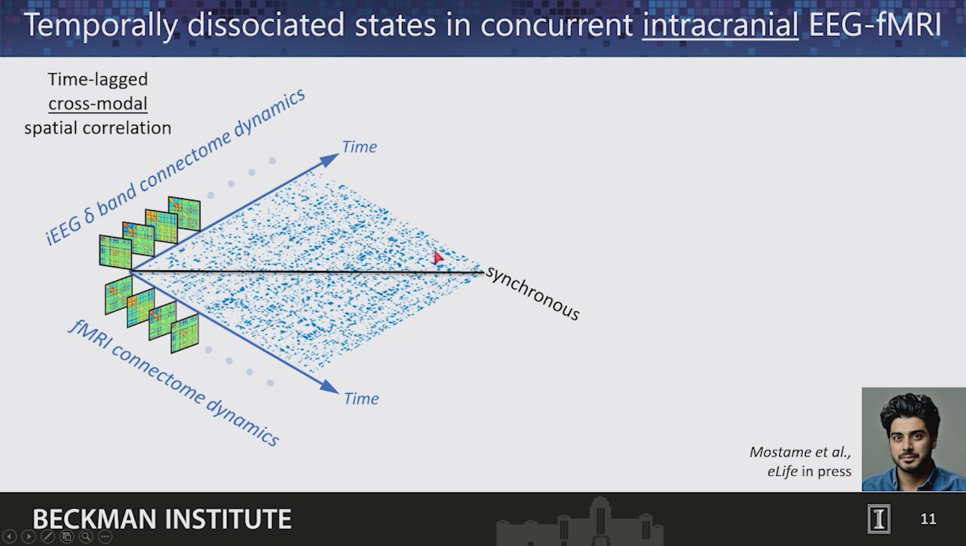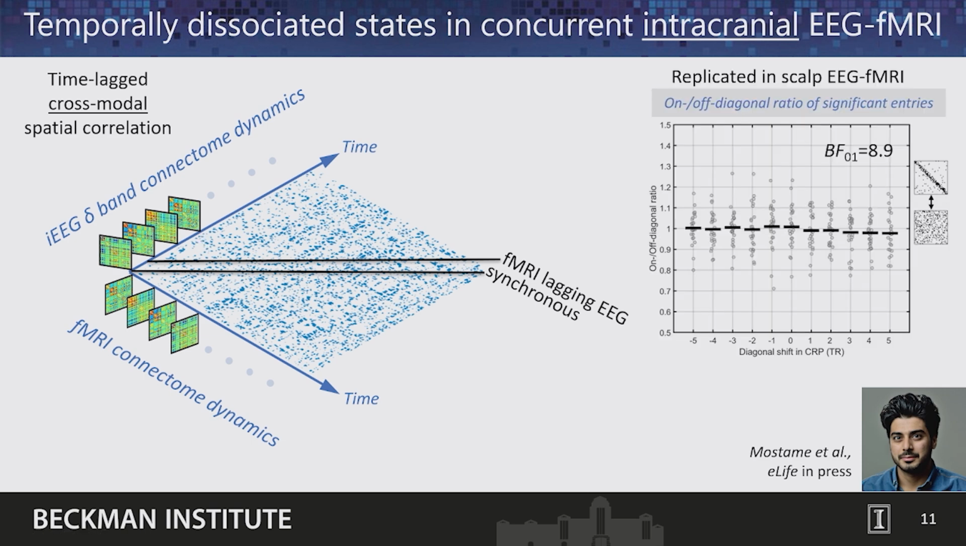So we would expect a higher density here along the diagonal, or if fMRI was lagging, we would be somewhere close to the diagonal, but evidently that is not the case. And so even if we HRF-convolve the underlying EEG time series, we still find no closer temporal synchrony between the spatially similar states. We replicated this in healthy participants, with scalp, source-localized EEG and fMRI.